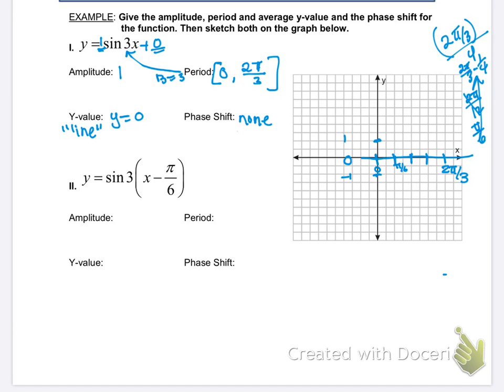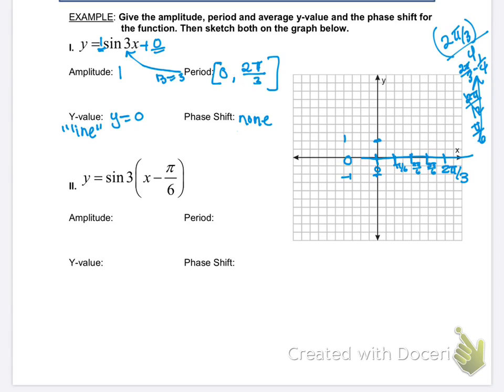So 1 pi over 6. I'm just going to keep it over 6, okay? So 2 pi over 6, 3 pi over 6, 4 pi over 6 is 2 pi over 3. So we just leave that one as is. Okay, now I'm ready to graph it.